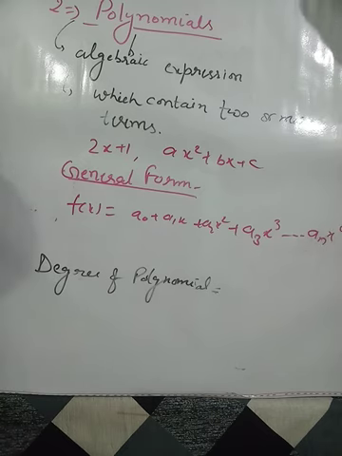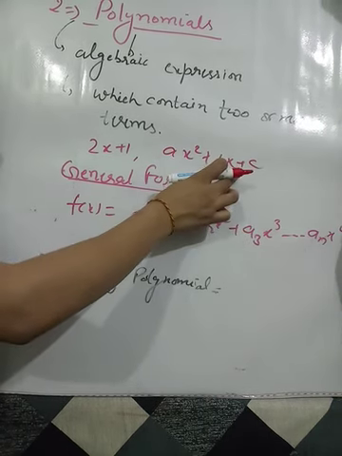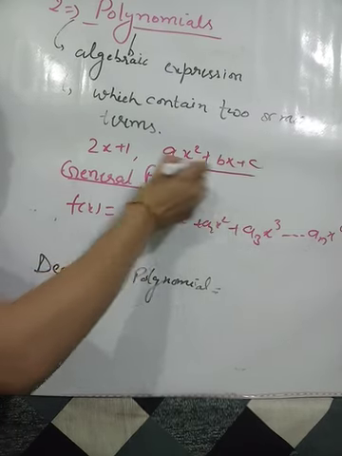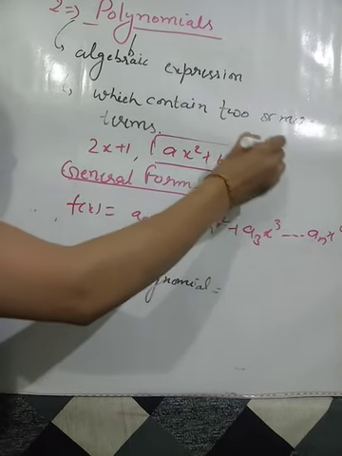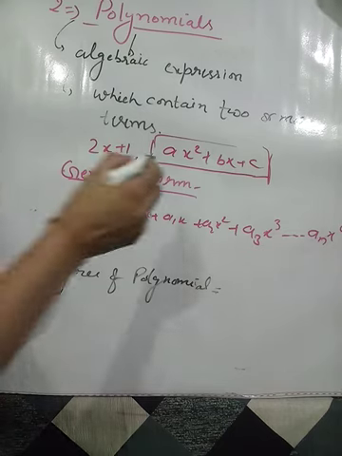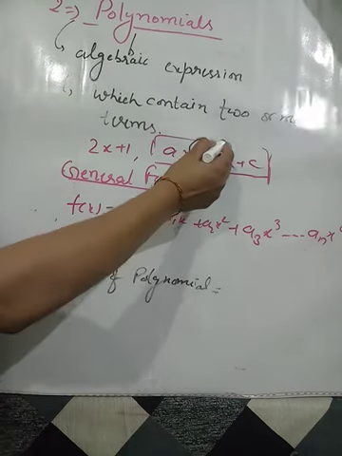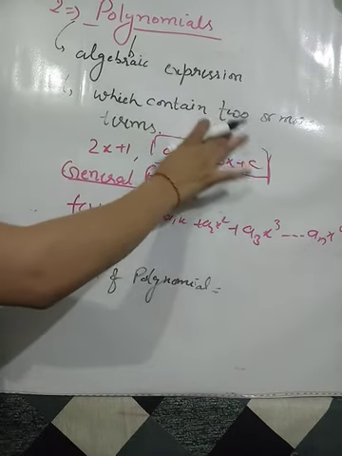And here, if we write any polynomial, let this expression be ax square plus bx plus c, then the highest power of this expression is said to be the degree of the polynomial. Here the degree of the polynomial is 2. इस एक्सप्रेशन में इस पॉलिनोमियल की डिग्री कितनी है?